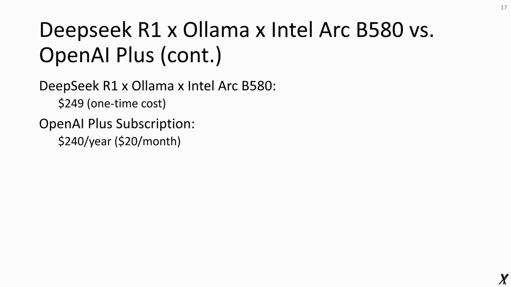At $20 per month, the yearly subscription fee for OpenAI Plus totals $240. In comparison, the upfront cost for the combination of DeepSeek R1, Ollama, and the Intel Arc B580 is just $249, the price of the Intel Arc B580 alone. This makes the combination a compelling choice, as the GPU isn't just limited to LLM inferencing, it can also be used for gaming, CAD applications, and numerous other tasks. For me, it's an obvious decision.